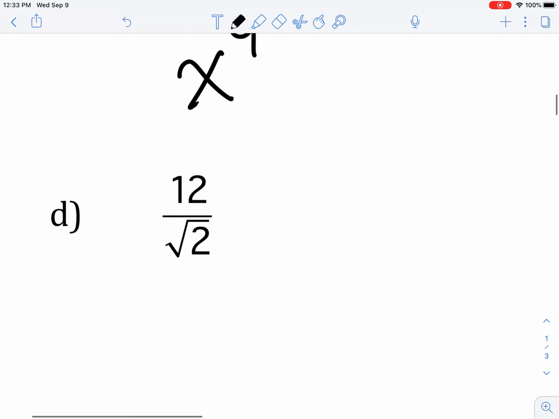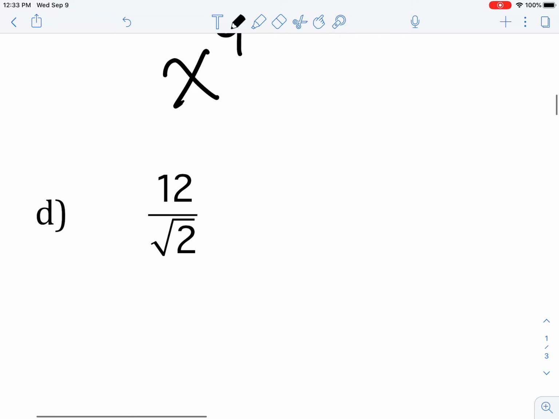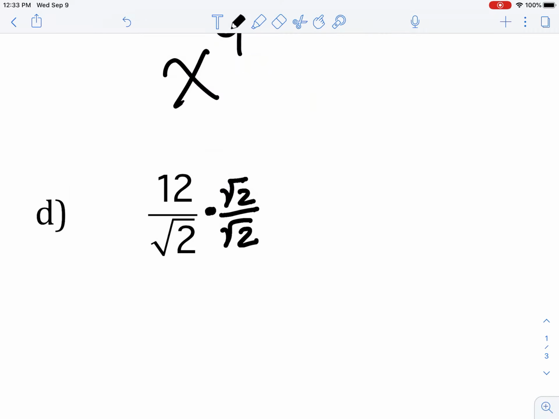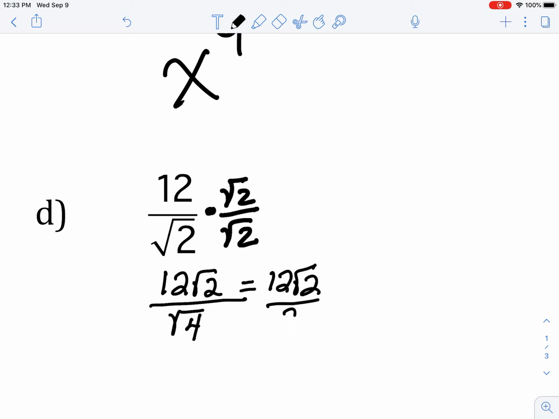1d, this was rationalizing from our last objective. We're going to multiply by root 2 over root 2. And when we multiply across the top, we're going to get 12 root 2. And when we multiply across the bottom, we're going to get root 4. Root 4 simplifies to 2. Now both the 2 and the 12 are outside. So 6 root 2 is my answer.